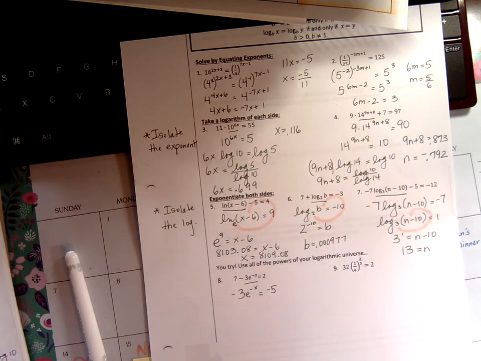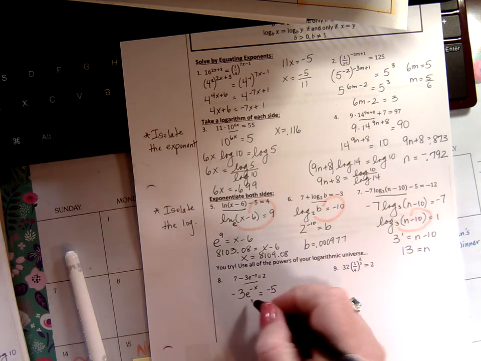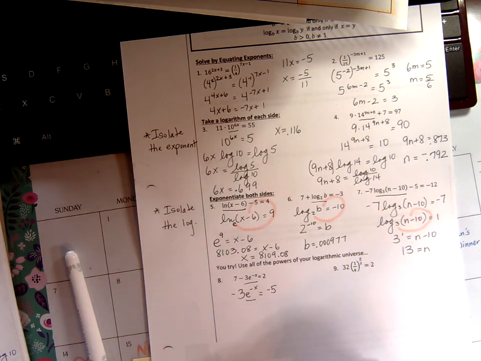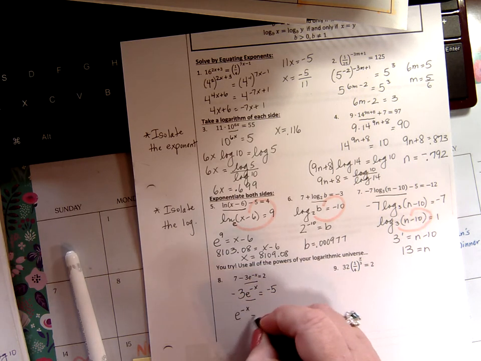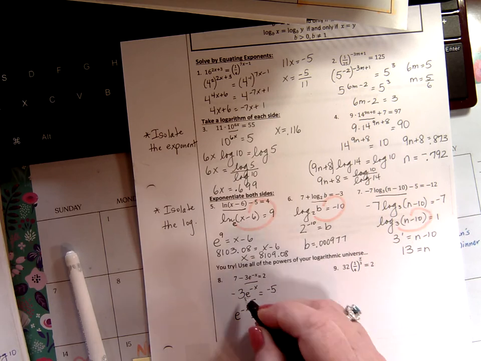But again, I need to get this exponent piece by itself, the e to the negative x, so the negative 3 has to go. And so I'm going to divide by that. So my next step is e to the negative x equals negative 5 divided by negative 3 is a positive 5/3.